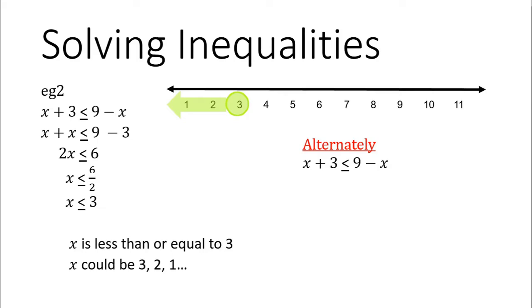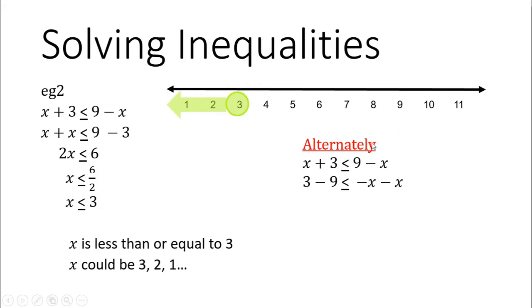Alternately, we could have solved this inequality a slightly more difficult way. Remember I said always move the smaller x term to keep things positive? Well, if you didn't listen to me then, you might get yourself in a bit of a mess, but let me show you how to get your way out of it. If I started by moving this positive x over to that side, I would end up with minus x minus another x, and things are getting negative.